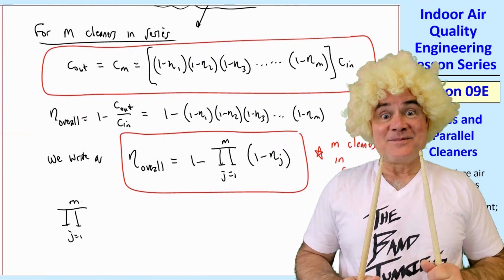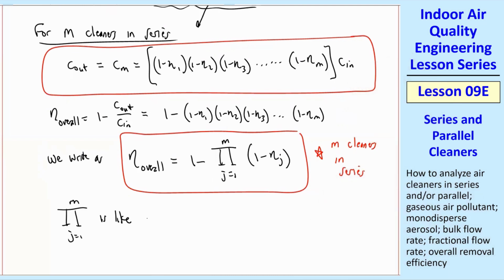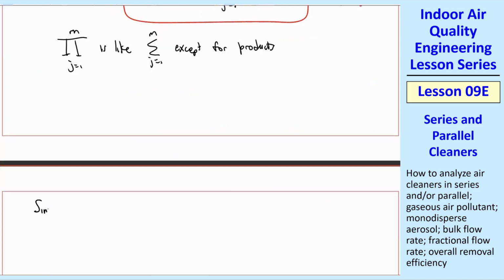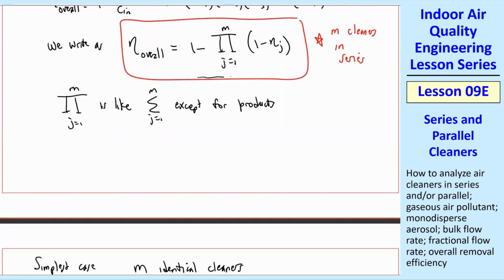You're welcome. So this pi is like a sigma, except for products. We multiply instead of adding. Again, let's look at the simplest case. If you put m identical cleaners in series, think about what this equation is going to do.